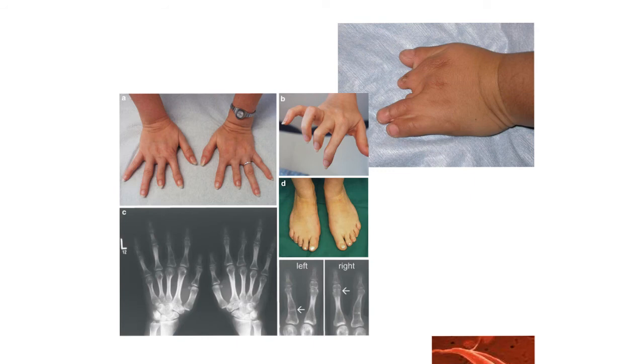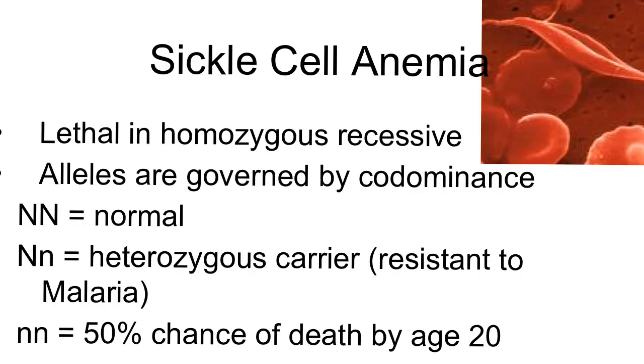So just so you can see an example of brachydactyly, the fingers are not properly developed, but it's by no means a lethal impairment when the individual is heterozygous. Here's another human example, which is sickle cell anemia. So it's also recessive. In the homozygous recessive state, it is lethal. So an individual will not be able to survive.